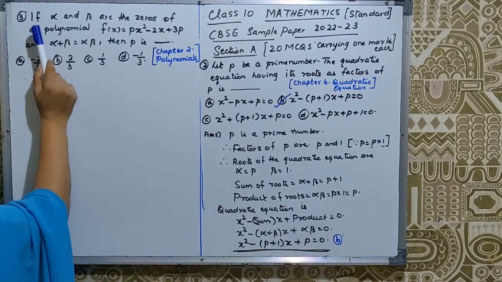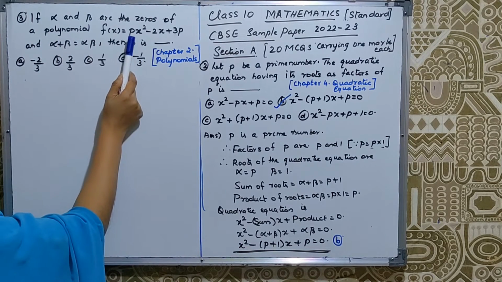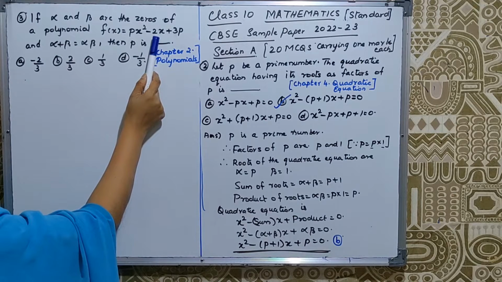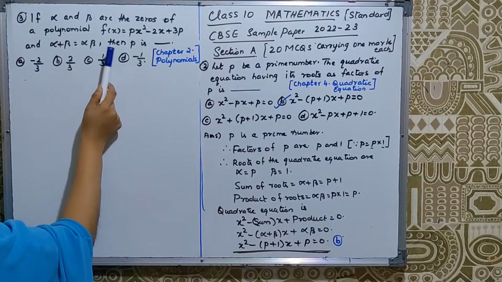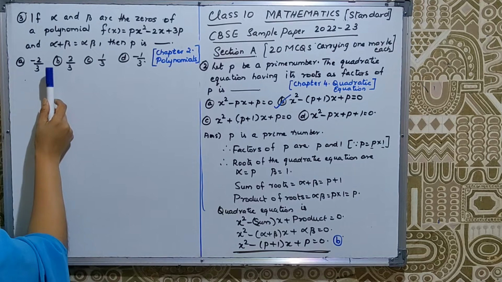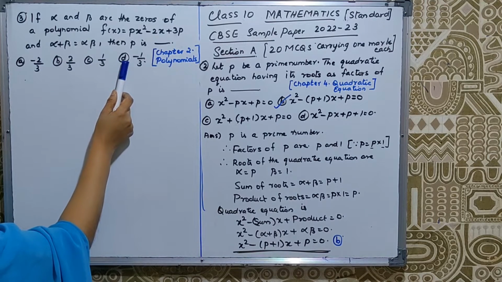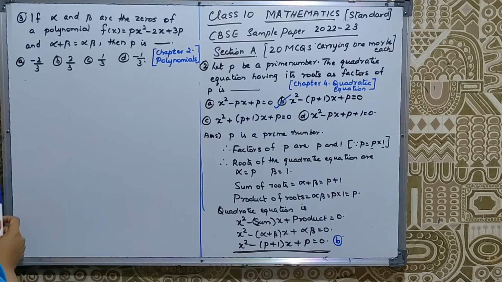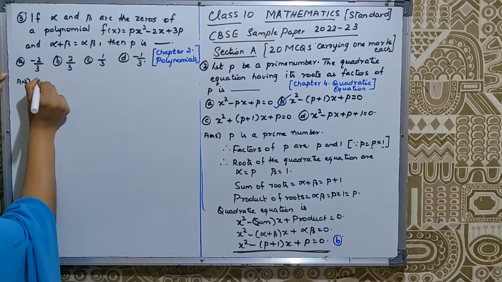Question number 3. If alpha and beta are the zeros of the polynomial f of x equal to px squared minus 2x plus 3p and alpha plus beta equal to alpha beta, then P is: A, minus 2 by 3; B, 2 by 3; C, 1 by 3; D, minus 1 by 3. It is based on chapter 2, polynomials. Now here alpha and beta are the zeros of the polynomial.